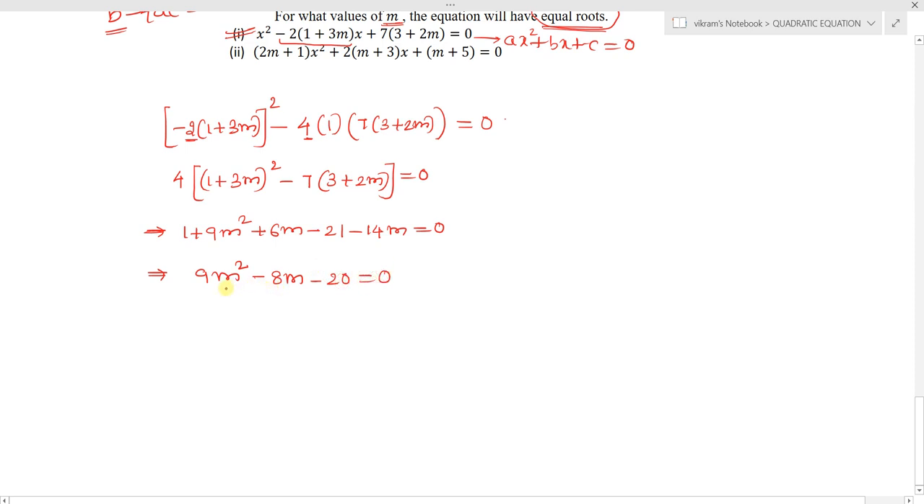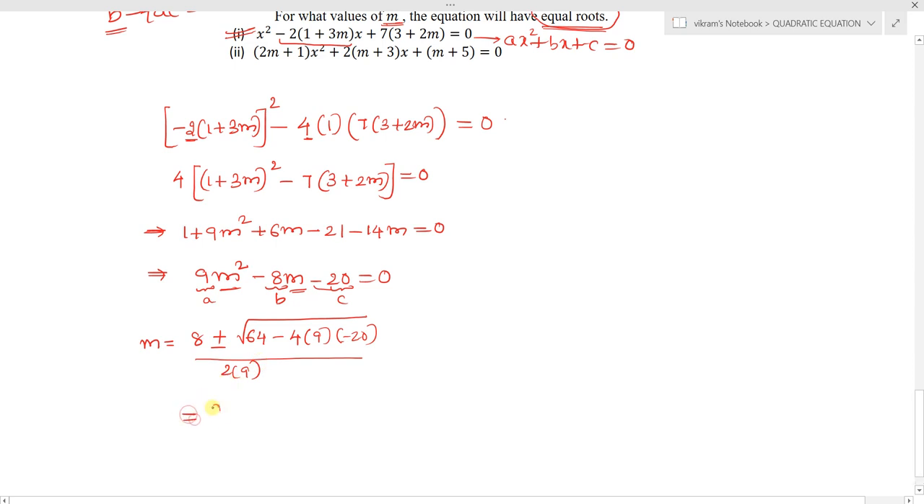Now again, this is in the form of a quadratic equation in the variable m. Then how do we find the values of m? m equals minus b plus or minus square root of b square minus 4ac, by 2a. Here b equals minus 8, a equals 9, and c equals minus 20, so it is 4 times a, 9, times c, minus 20, by 2a, 2 into 9.